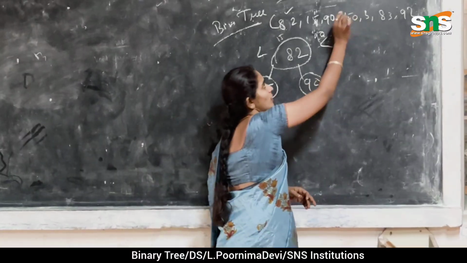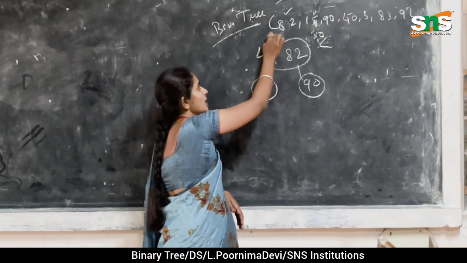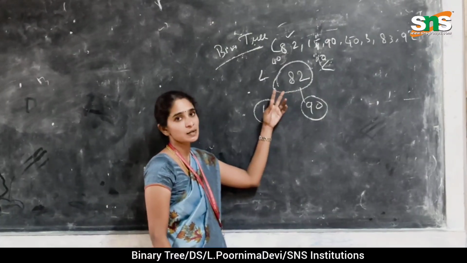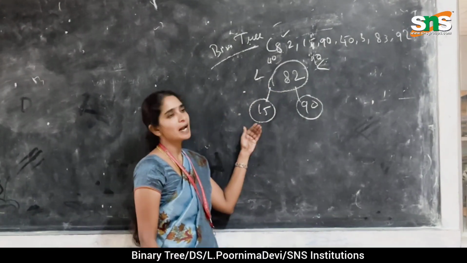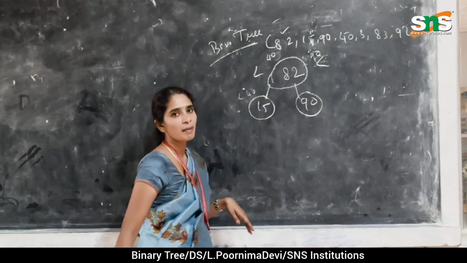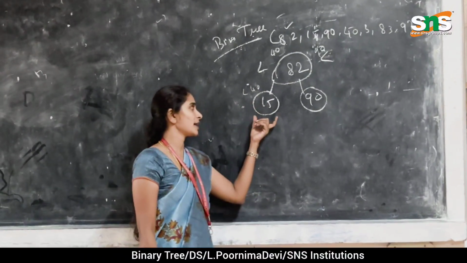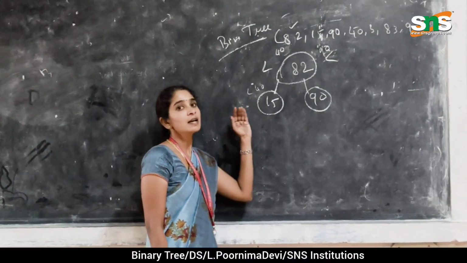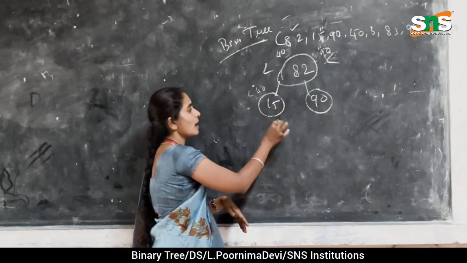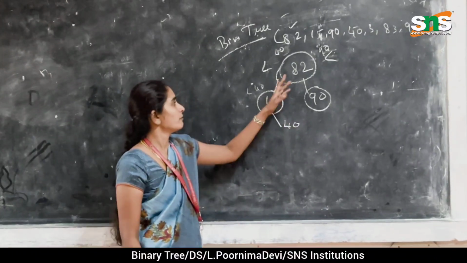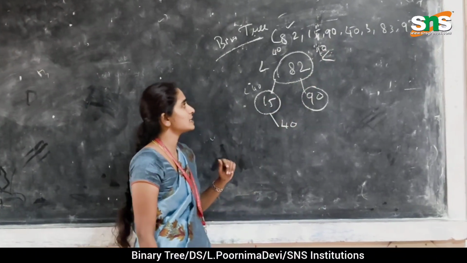The next one is 40. I check 40: it is less than the root node, so we move it to the left side. On the left side we already have another parent node, 50. So we check the new element against that parent node. 40 is less than 50, so we move 40 to the left side of the element 50.